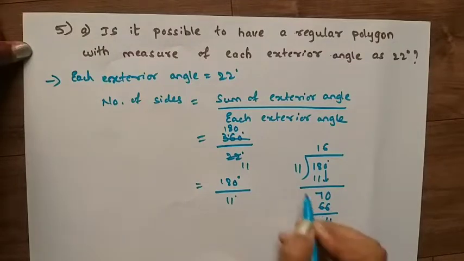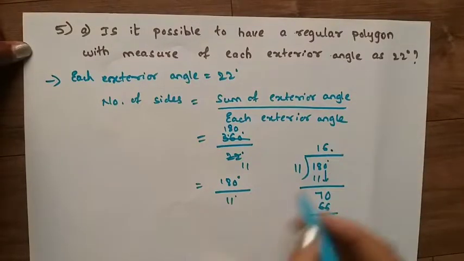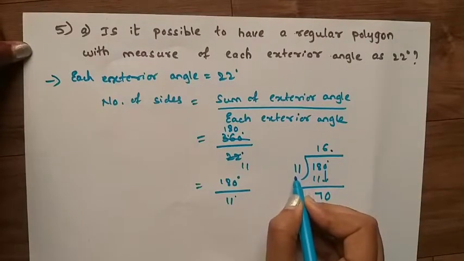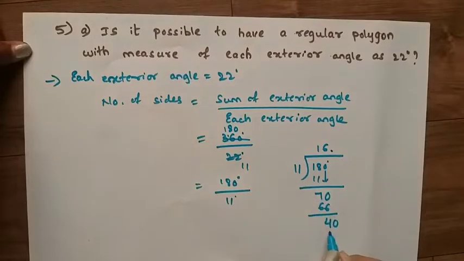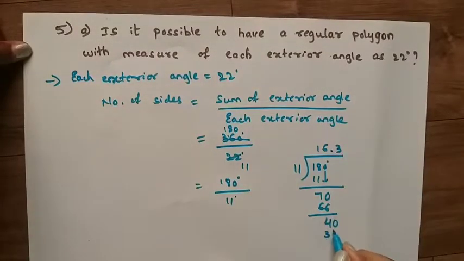Here 4 is smaller than 11, so we have to make this a bigger number. So take a decimal point here, and if we take a decimal point here, we can easily take a 0. So now 40 is greater than 11. Now we have to check the nearest number to 40. So 11 3s are 33. So 40 minus 33 is again 7.